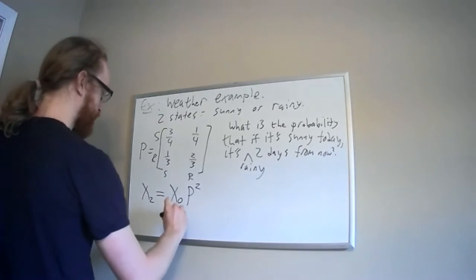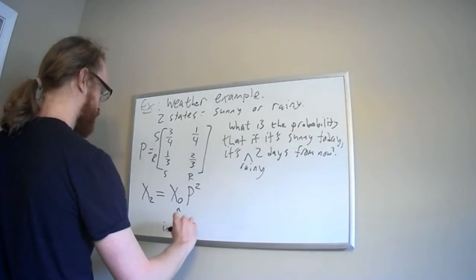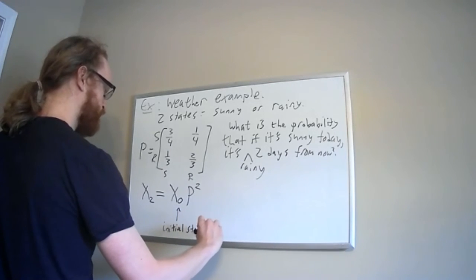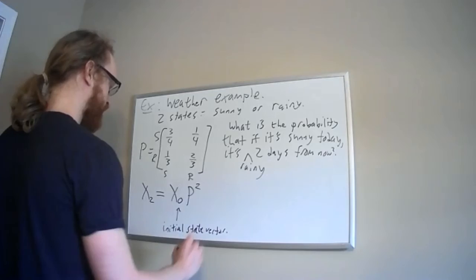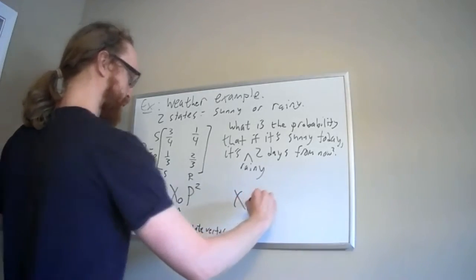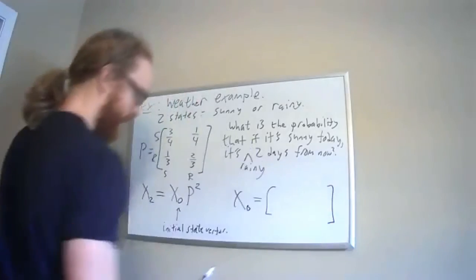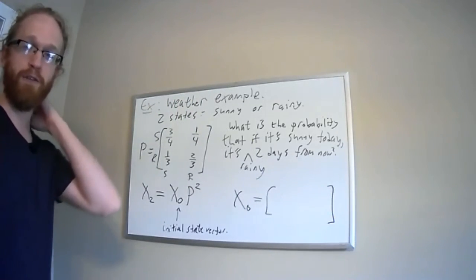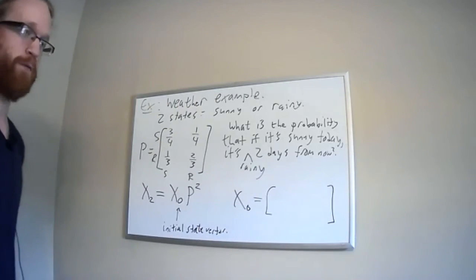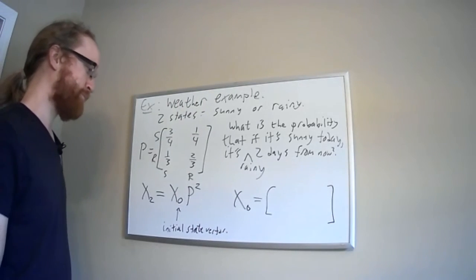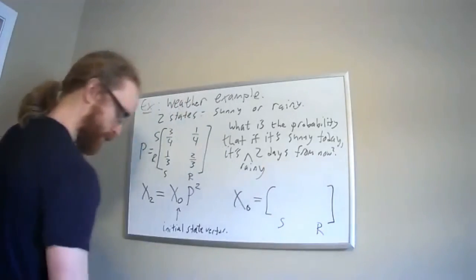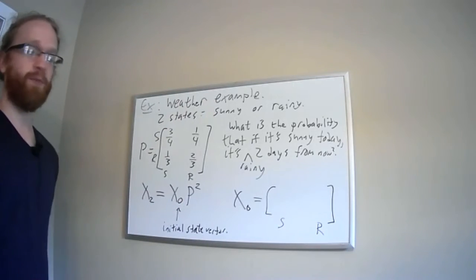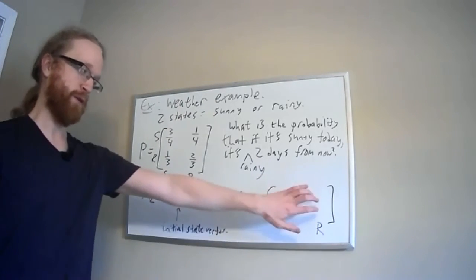This needs to be what we might call the initial state vector. Your book might use this word. I'll use this word. It's just going to be my starting point, basically. So what's my initial state vector? Well, it's going to be a vector. It's going to have 2 entries because there's 2 states. And those entries have to represent the probability of being in each state initially, before anything has happened. So I need to find those probabilities. And so maybe the first one is sunny and the second one's rainy. I need to answer initially, what's the probability of it being sunny? And initially, what's the probability of it being rainy?